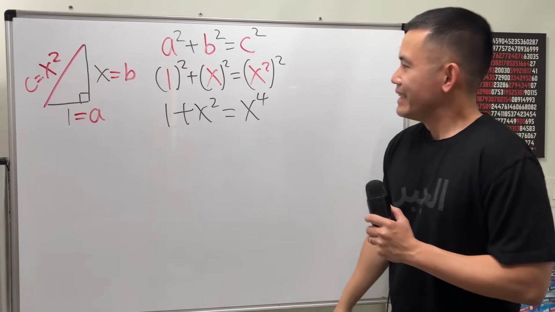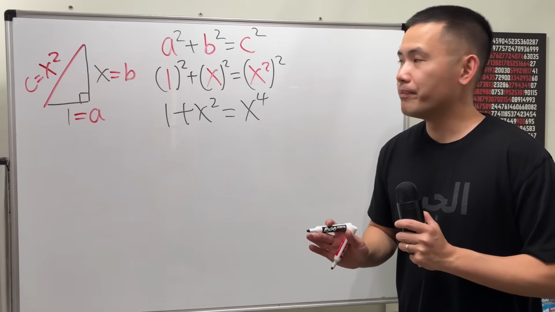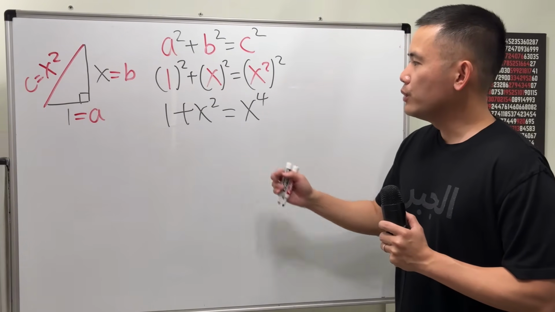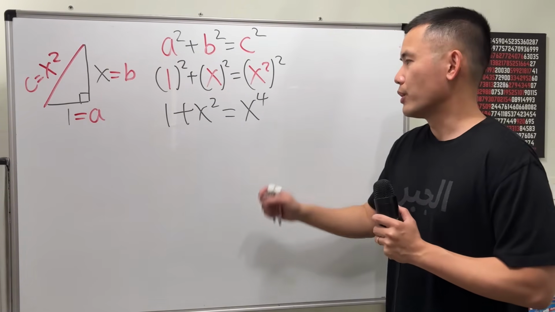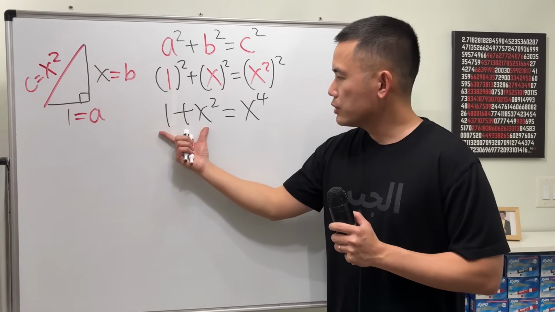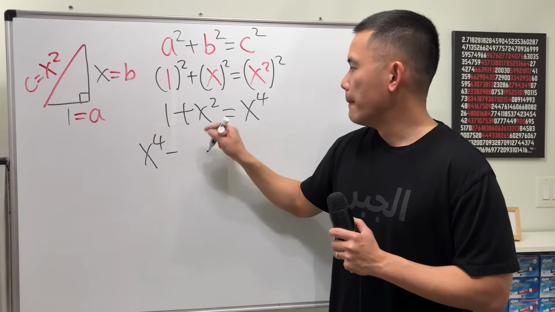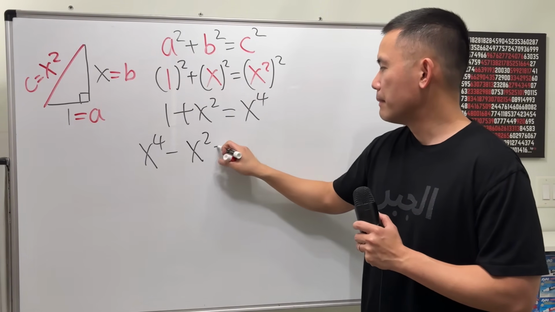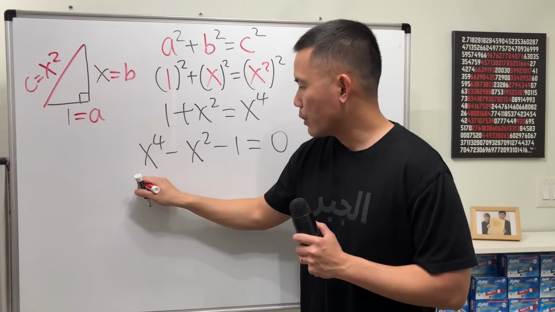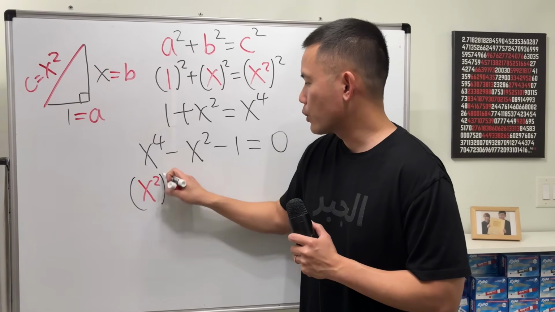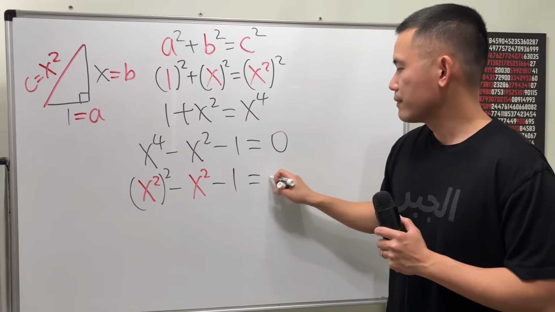Whoa. We end up with a 4th power equation, but it's actually not bad at all. Because the truth is, we can look at this as a quadratic equation, but in terms of x squared. Let me show you. First, let me bring these two terms to the other side. I'll write this down here first though. x to the 4th minus x squared, and then minus 1 is equal to 0. And then for this right here, I will look at it as x squared, and then minus x squared, and then minus 1.